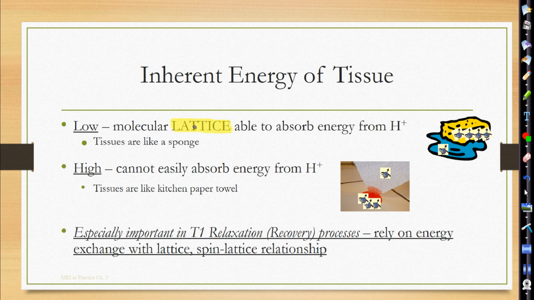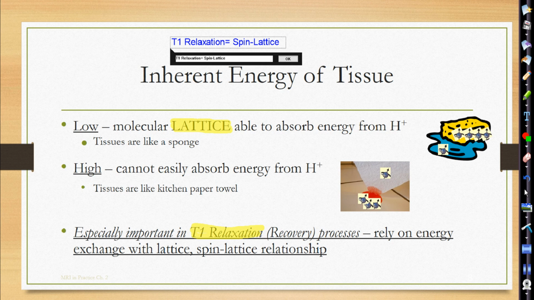So always equate lattice or spin lattice to T1 relaxation. T1 relaxation is also named spin lattice. So always relate the two. So T1 equals spin lattice. If you see these interchangeable terms on a test, just know T1 relaxation equals spin lattice.